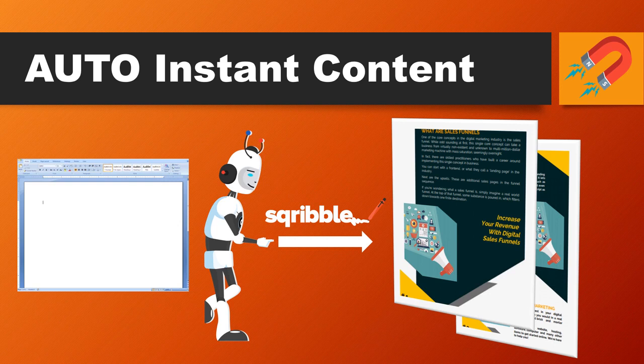Now, this is a massive feature of Sqribble. Sqribble will allow you to populate your entire ebook with automatic instant content. This is the big one. They've got an incredible content engine. With just a few clicks, it's going to fill out your entire ebook. Okay, so just keep watching to find out more about this.